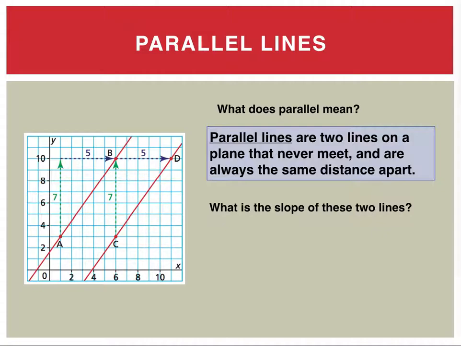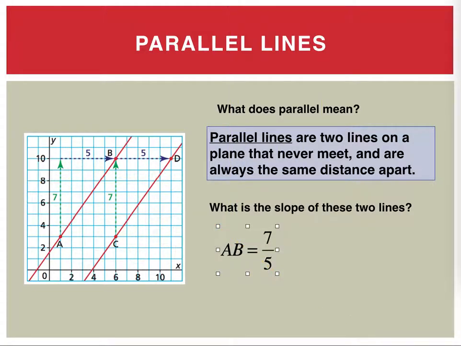So we have two parallel lines here. Let's just look at two line segments, AB and CD. So what are the slopes of those two lines? Well, the slope of AB, remember slope is rise over run. So here, the rise is 7 up, and 5 to the right. And remember, it's always right. So my slope is 7 over 5.